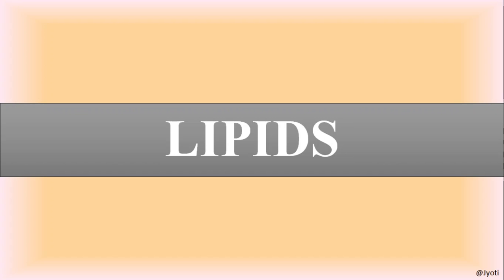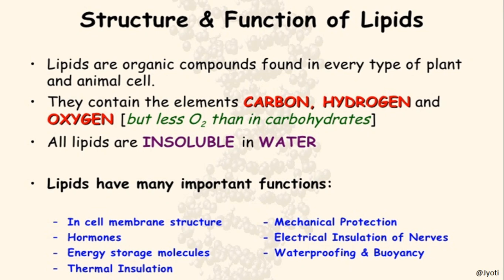Now the next biomolecule, macromolecule, is the lipids. So let us see what lipids are. Lipids are organic compounds found in every type of plant and animal cell. And what are the elements? The elements are carbon, hydrogen, oxygen. Okay, but in carbohydrate also carbon, hydrogen, oxygen are present.